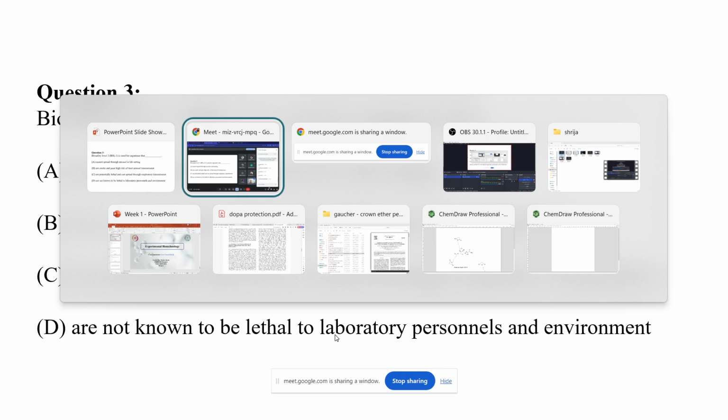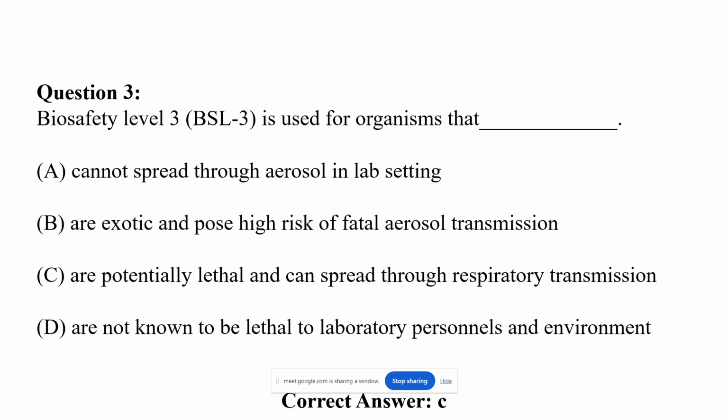Okay, we have the answer, option C, organisms that are potentially lethal and can spread through respiratory transmissions. Yes, that is the correct answer. We will use BSL-3 for such organisms. So we actually have 4 levels of biosafety. We have BSL-1, BSL-2, BSL-3 and BSL-4. So based on the increasing risk factor, we increase the number in this biosafety level.